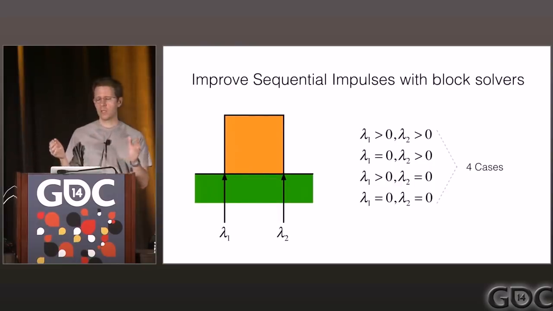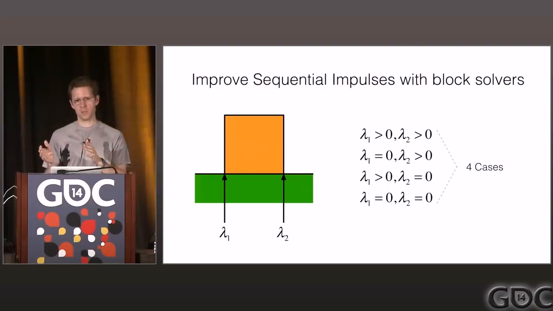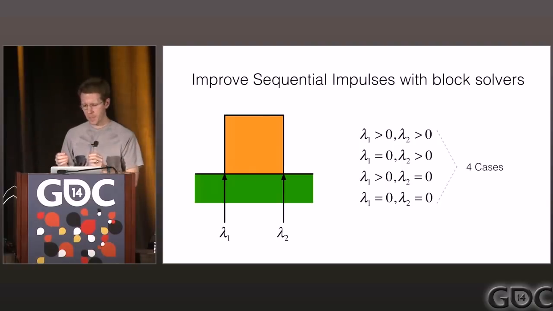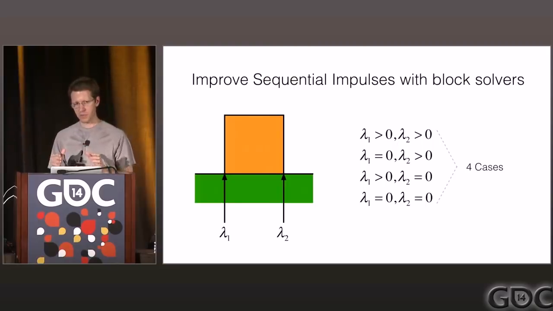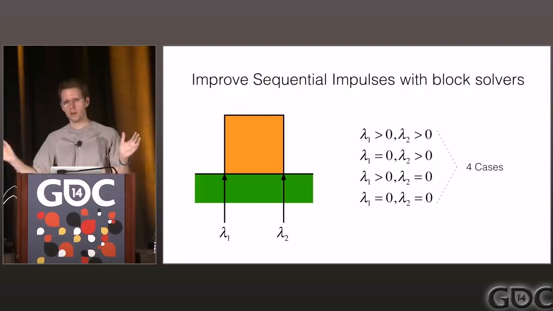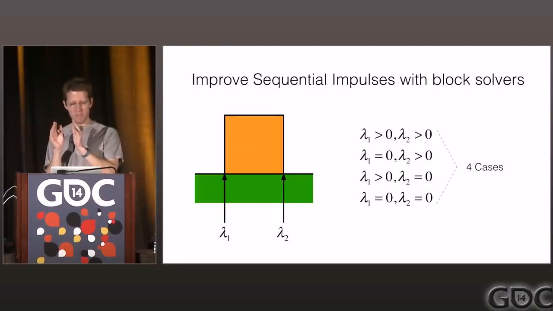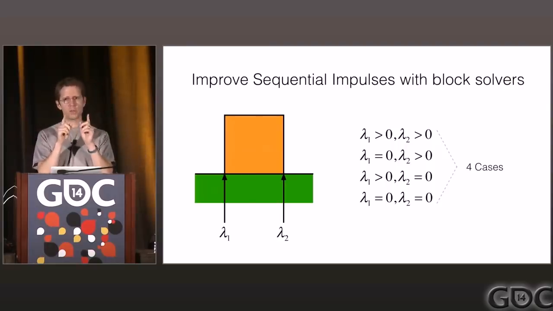So we can address this problem with a block solver. The idea is, well, I really love the exact solution that the global solver gets, but I just can't do that on all my constraints. But maybe I can apply that matrix methodology for just a couple constraints at a time. So what you can actually do is solve for those 2 contact points simultaneously.